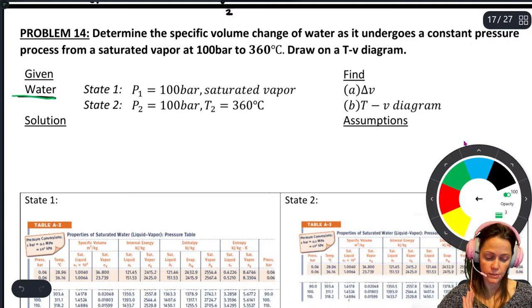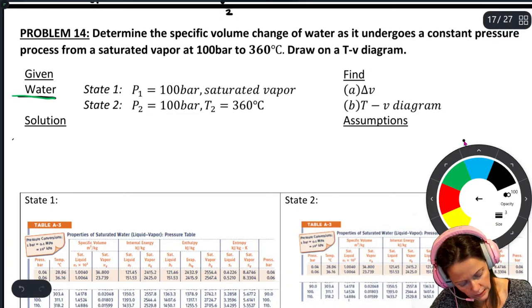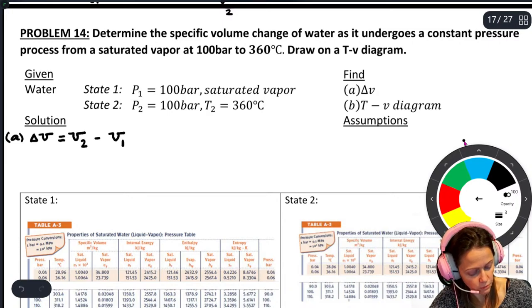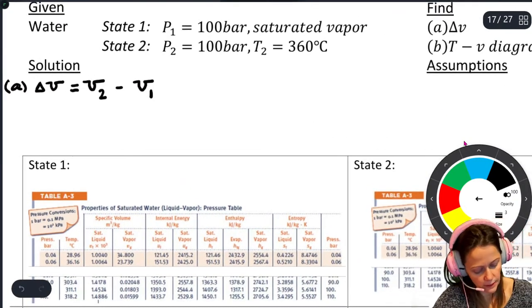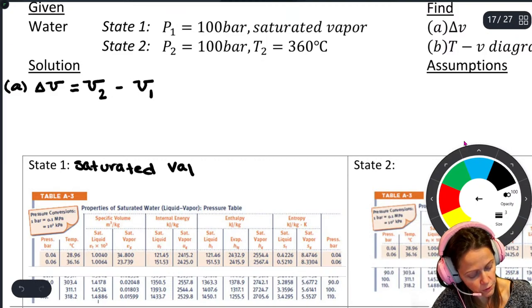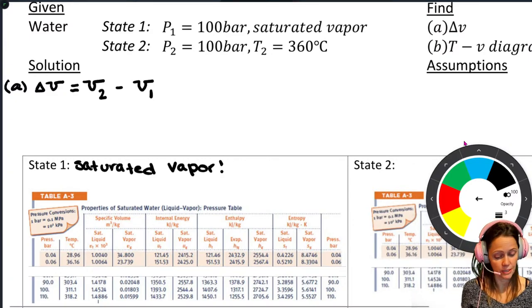And I've defined everything with some subscripts. So first things first, yes, I need to define my governing equation here for delta specific volume, but that is kind of what it is. It's what it is after minus what it is before. So at state one, it's saturated because they told me it was. And furthermore, it's a saturated vapor. So I need to go to the saturated tables to get that data.